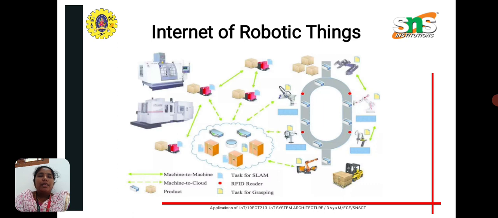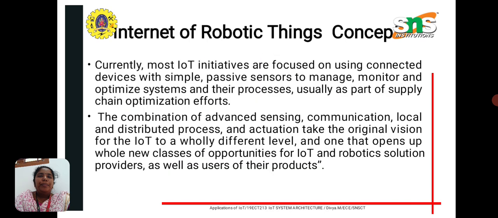Here we are having applications where we are using IoT. We have different applications in IoT. Currently, most IoT initiatives are focused on using connected devices with simple passive sensors to manage, monitor, and optimize systems and processes, usually as a part of supply chain optimization efforts.